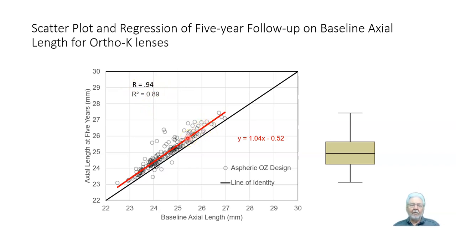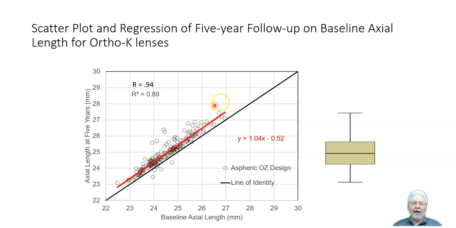Now, generally, when we speak of correlations, we refer to R squared, and that's simply 0.94 squared, which gives you 0.89. And that refers to the percent of variance accounted for by this relationship.